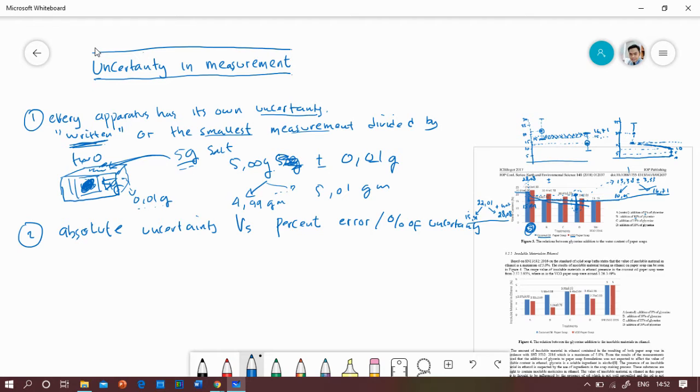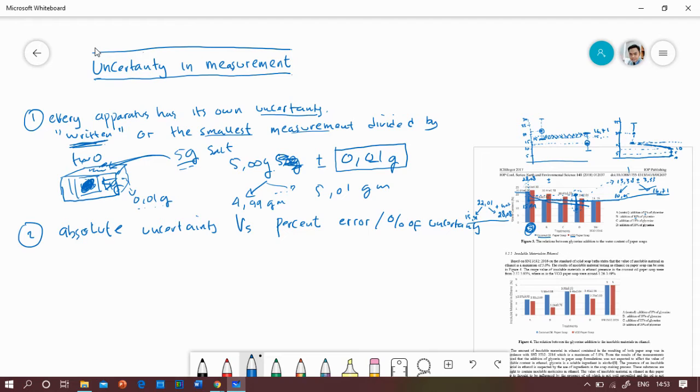That's what you have. Remember, the uncertainty value is usually available in the manual book of the apparatus. This is for digital. For manual analog measurement, for example rulers and stuff, you basically divide the smallest measurement by two. Okay, so that's the first point, and every measurement generates its own uncertainty.